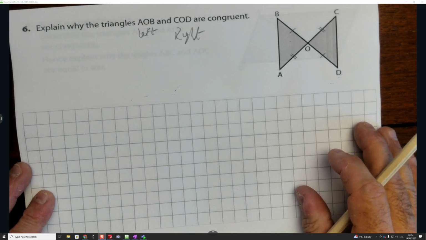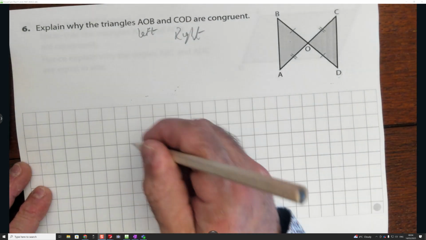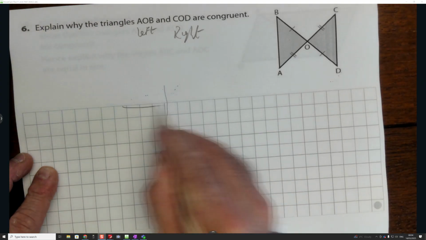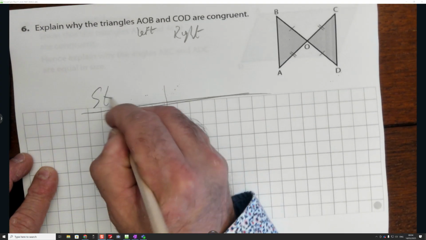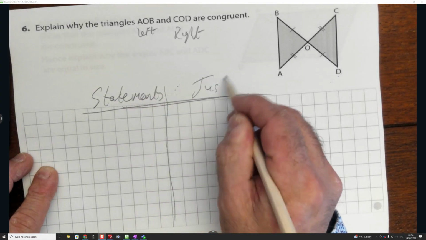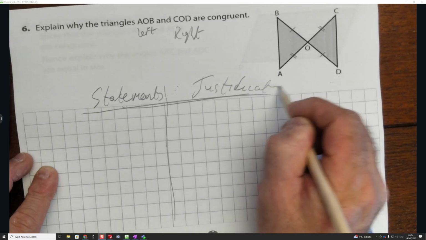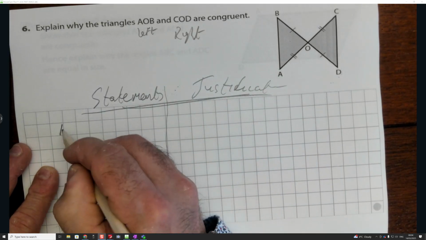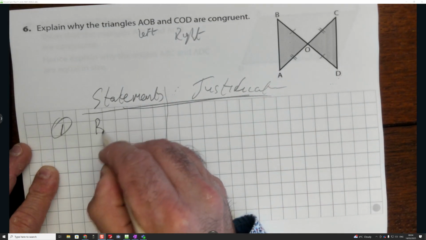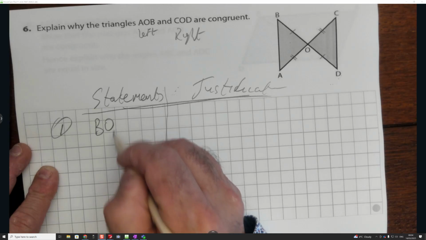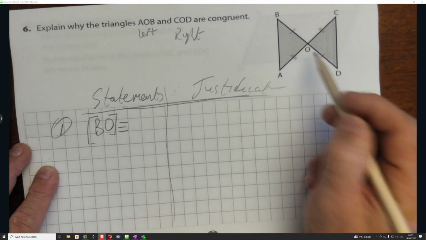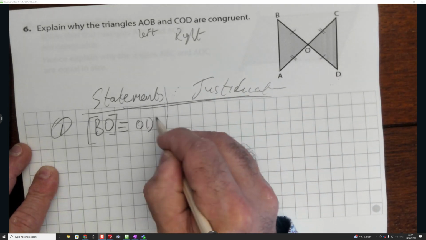Okay, so we start off. Now I'm going to introduce you to the real two-column approach. Okay, so you've got your statements of fact and your justification, and we can number them. So number 1, we can say that BO, line segment, is congruent to OD.